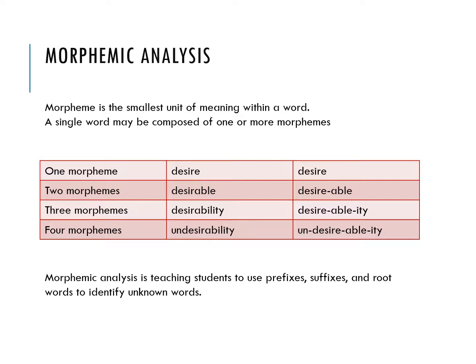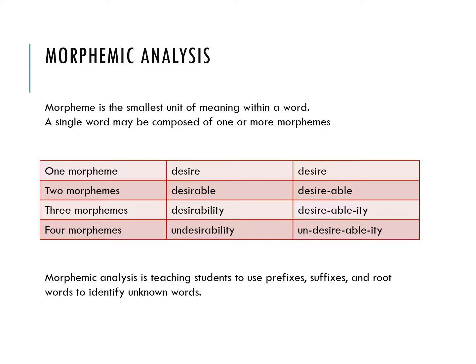By adding the morpheme able to desire, it changes the word to desirable, but it also changes the meaning to wanted or needed or looked for or suitable. Then if you add ity to desirable, it changes again the meaning of the word to attractiveness or appeal or appropriateness. Lastly, if we add the morpheme un to desirability, it becomes undesirability. And again, it changes the meaning to not attractive or not appealing or not appropriate.